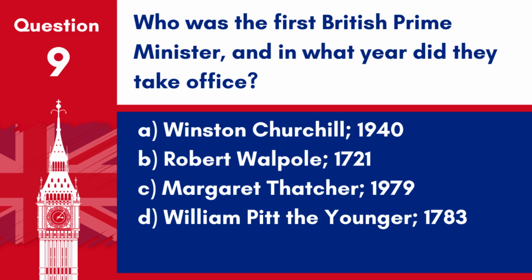Question 9. Who was the first British Prime Minister, and in what year did they take office? A. Winston Churchill, 1940. B. Robert Walpole, 1721. C. Margaret Thatcher, 1979. D. William Pitt the Younger, 1783. Answer B. Robert Walpole, 1721. Robert Walpole is often regarded as the first British Prime Minister, taking office in 1721.